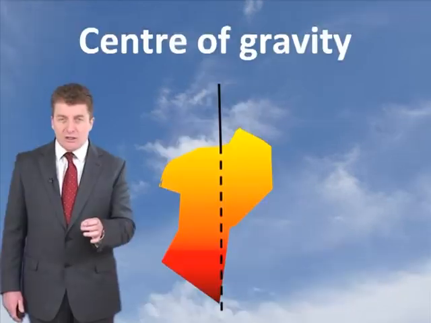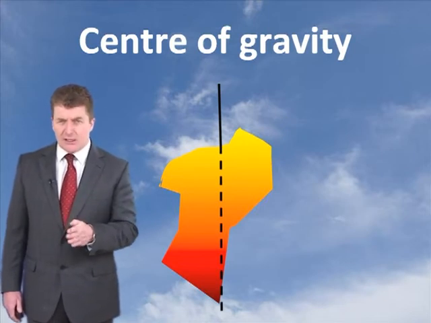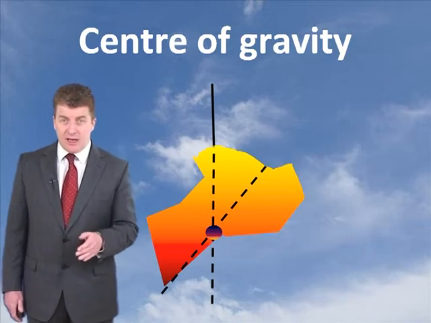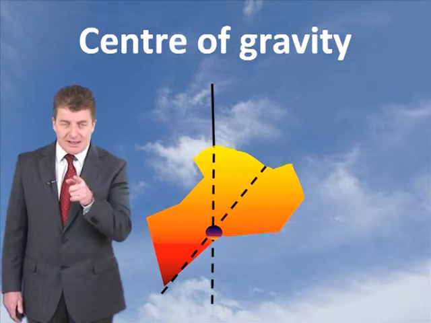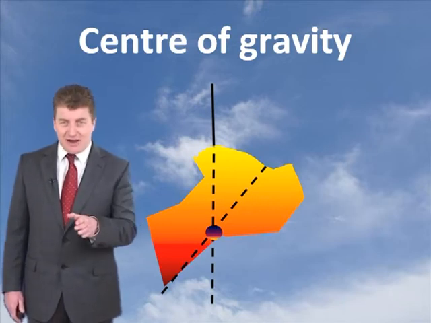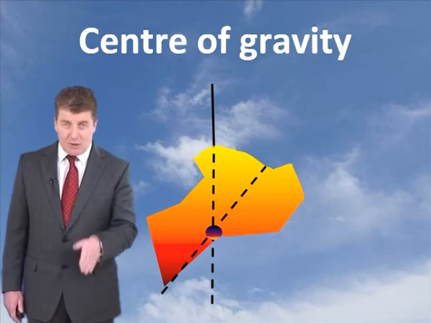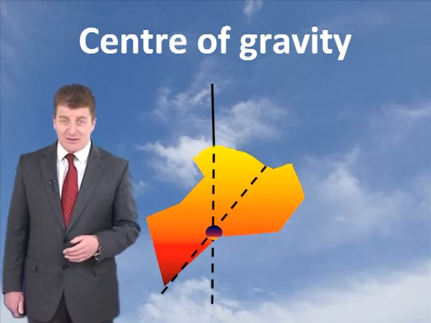Now, how could you determine the centre of gravity for an irregular shape? Well, all you do is hang the object from a corner and draw a vertical line straight down, as you can see here. Then you hang it from another corner and draw another vertical line down. Where they cross is the centre of gravity. So if you need to find the centre of gravity of something, draw a line down, hang it from a different angle, draw a line down, and where they cross is the centre of gravity. That's how you determine the centre of gravity.